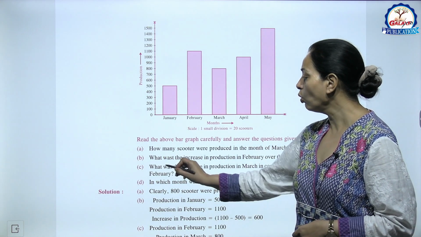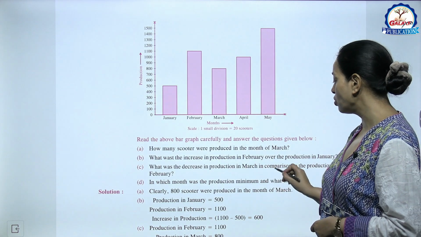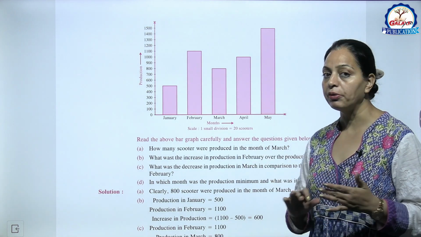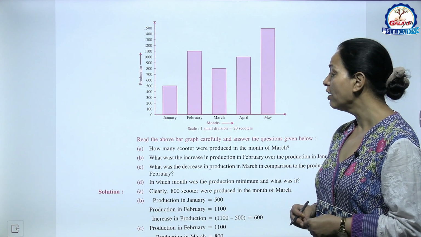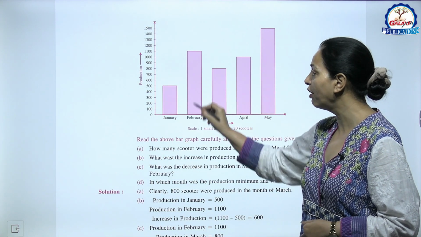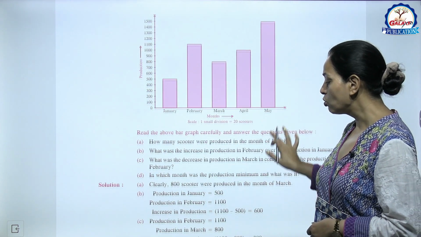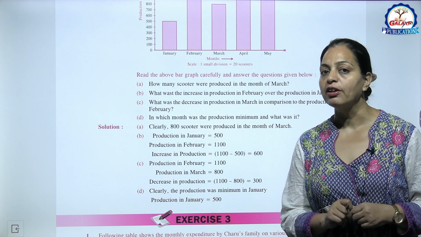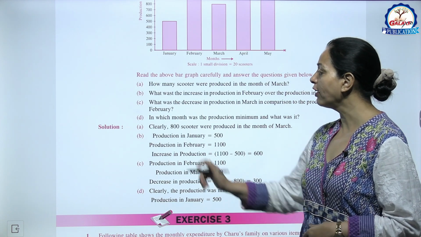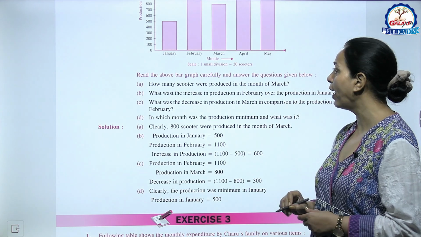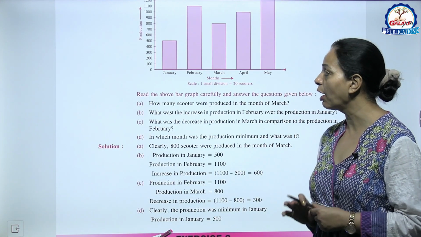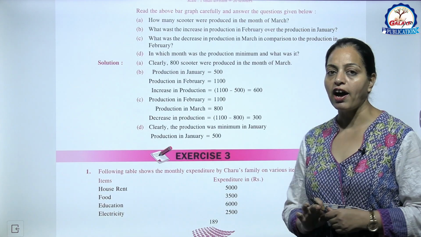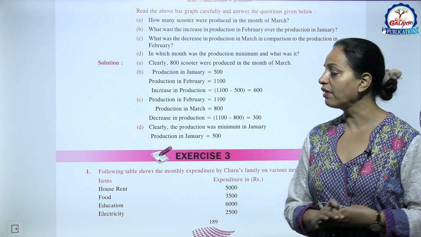Now C part, what was the decrease in production in March in comparison to the production in February? March में February से कितनी कम production हुई? See, in March we have 800, in February 1100. So here decrease in production 1100 minus 800, that is 300. Now the next part, in which month was the production minimum and what was it? सबसे कम production किस month में थी? January में. And how much? This is 500. I hope these are clear to you.